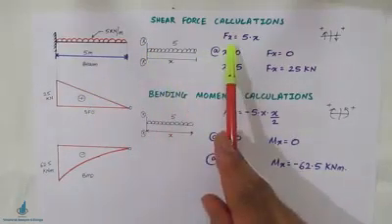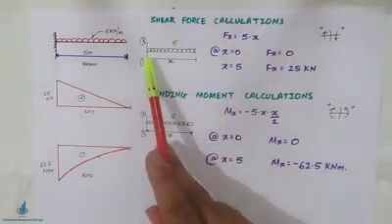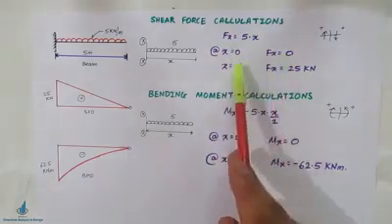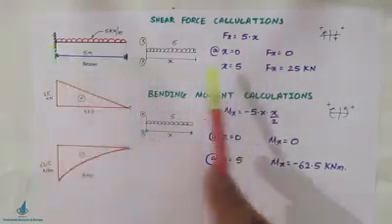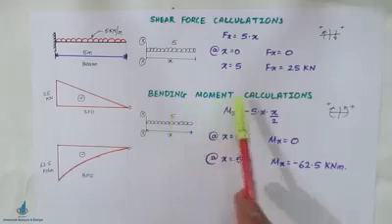So the shear force equation will be Fx equals 5 into x, at a particular distance x. So at x equals 0, Fx equals 0, and at x equals 5 meters the shear force will be 25 kilonewton. Then you have to move on to bending moment calculations.